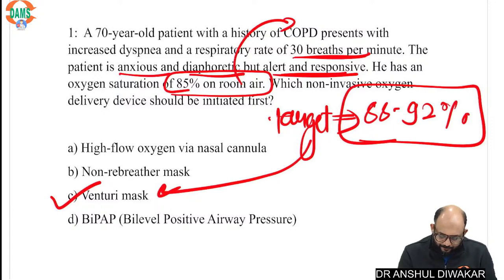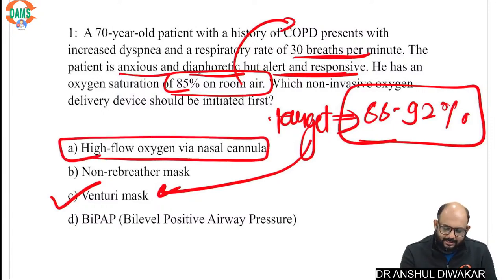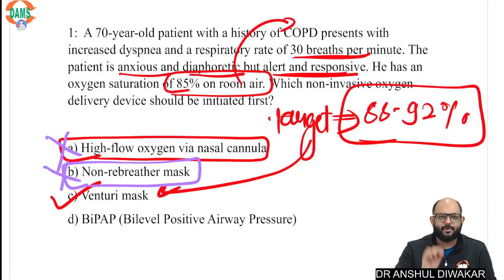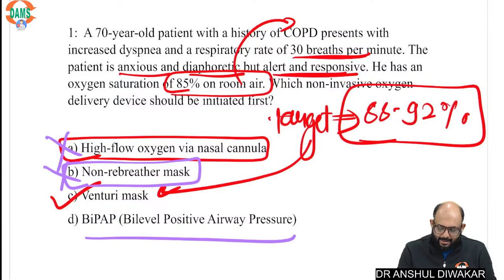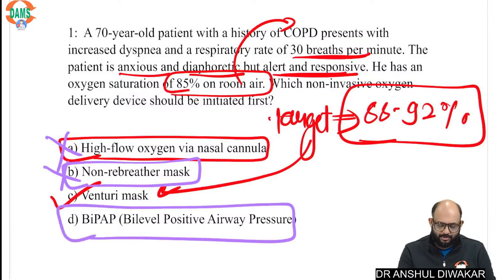Why no high flow oxygen via nasal cannula? It is when your requirements are very high. It is in the later stages. We discussed na, requirements are very high. So this is out. NRBM because you don't want to give initially so much of oxygen. And BiPAP, again, you don't directly start with BiPAP, always start with O2 delivery device. If you can manage on O2 delivery device, you would avoid using BiPAP.